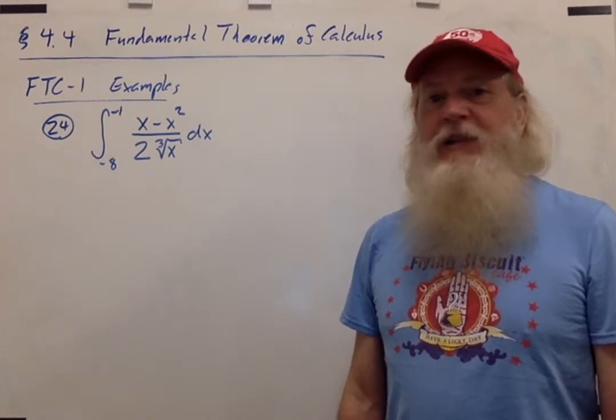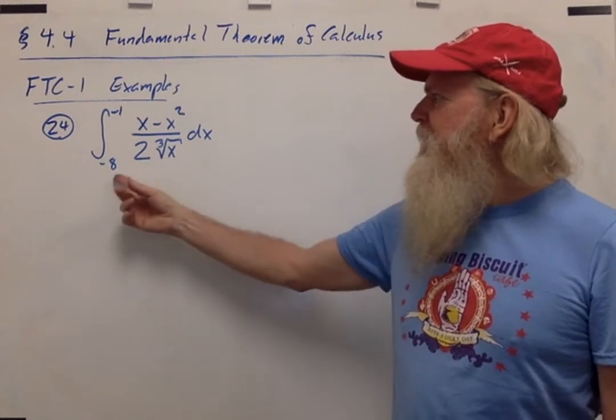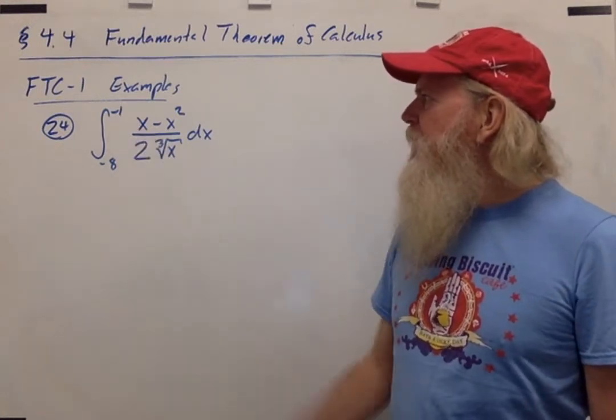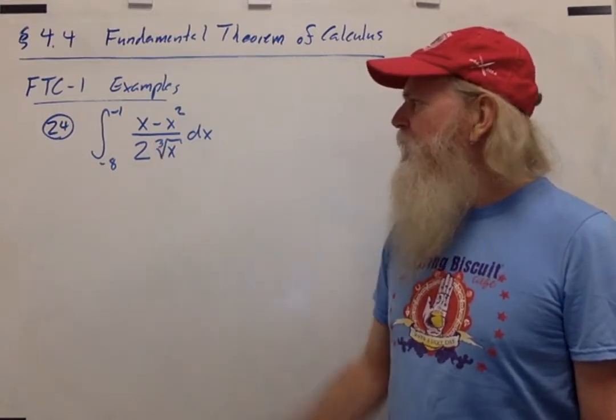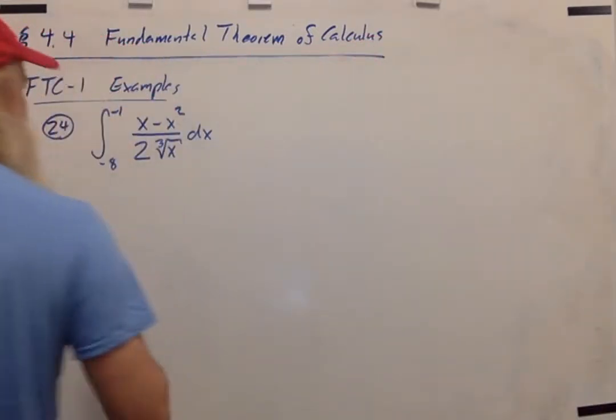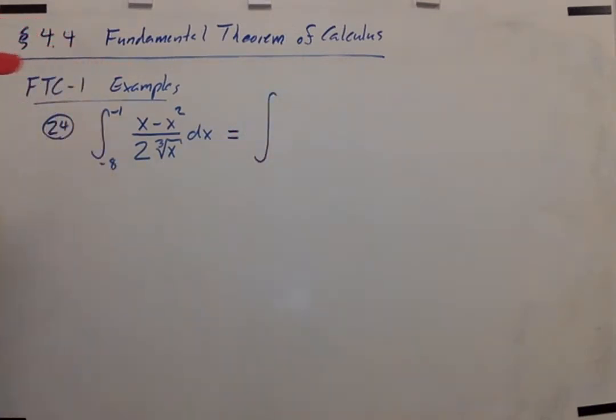Let's look at a couple more examples from the book. In problem number 24, we're asked to find the definite integral from -8 to -1 of (x minus x squared) over twice the cube root of x. To begin with, let's see if we can break down the integrand so that we can use the power rule to find the antiderivative.